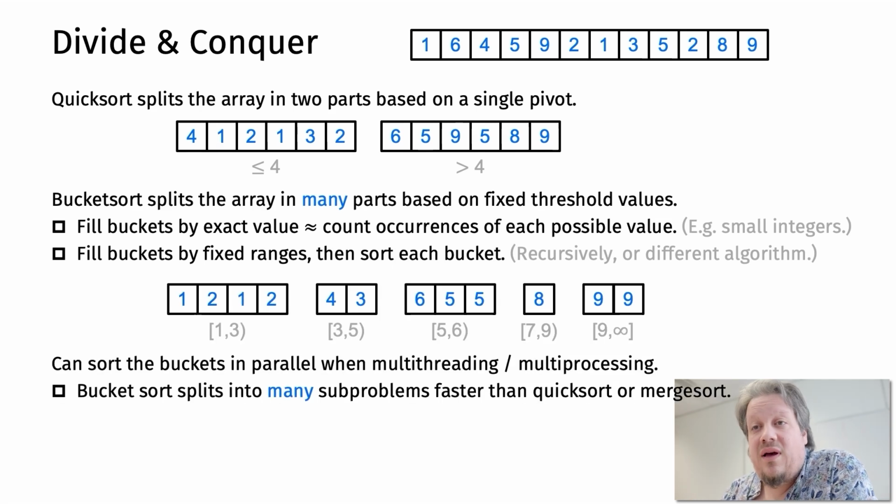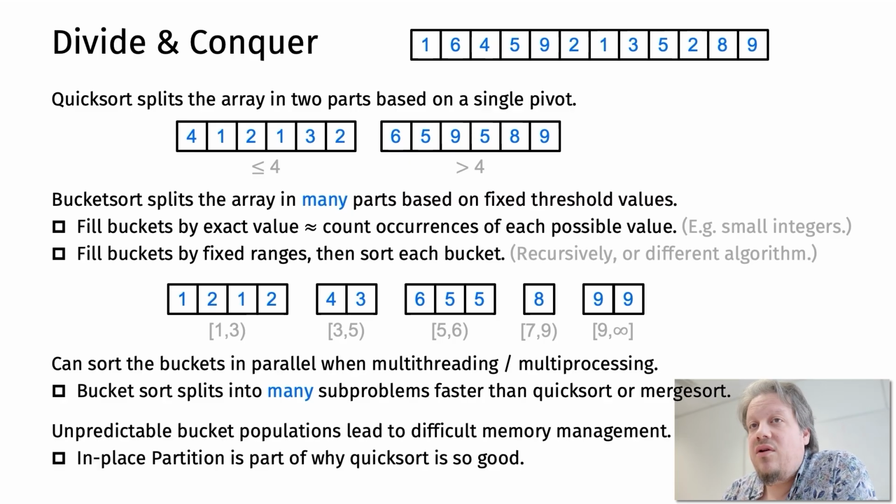The fun part of having many buckets is that I could work on them in parallel, and this is where we're going to get to sample sort, because it comes from multiprocessing research. The advantage of bucket sort is that it splits into many subproblems faster than quicksort and merge sort do. So if you have very many processors, then you can give work to many of them earlier on in the recursion. But the problem you run into is that you have unpredictable bucket populations. You don't really know, depending on what kind of input you get, how many elements are going to end up in each bucket.